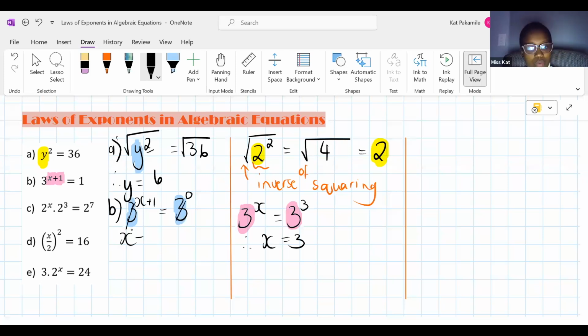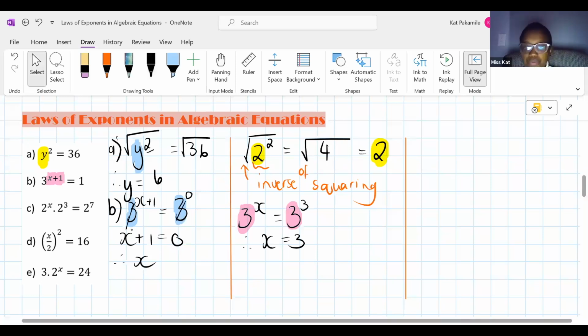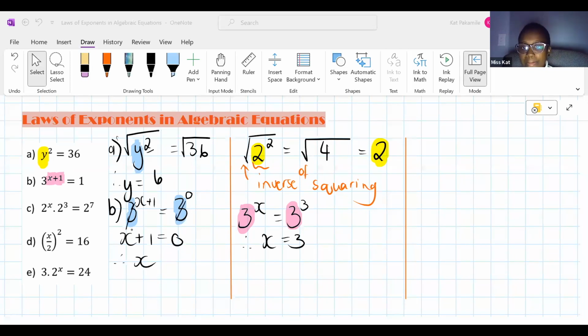Therefore, x is how much? If x plus 1 equals 0, x is -1. Okay, it seems we are not acquainted with our laws of exponents.